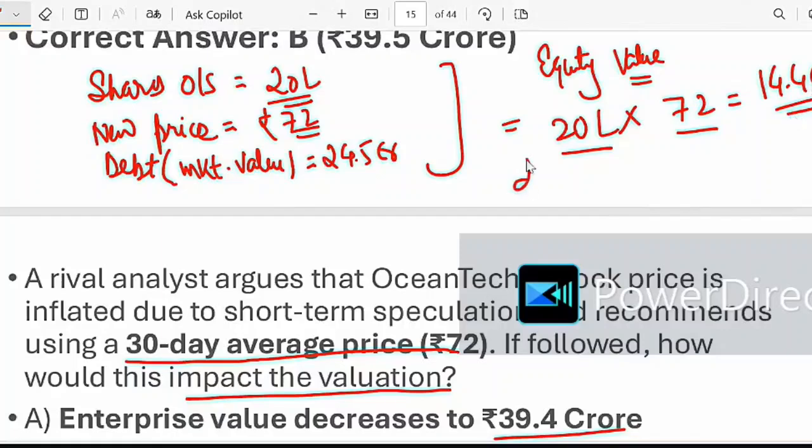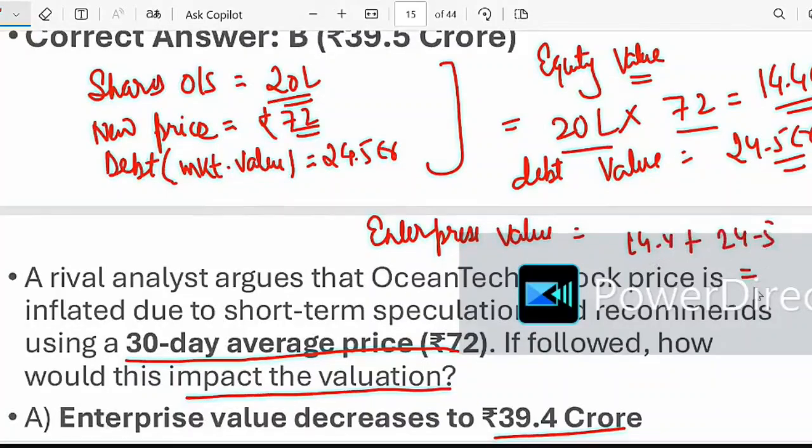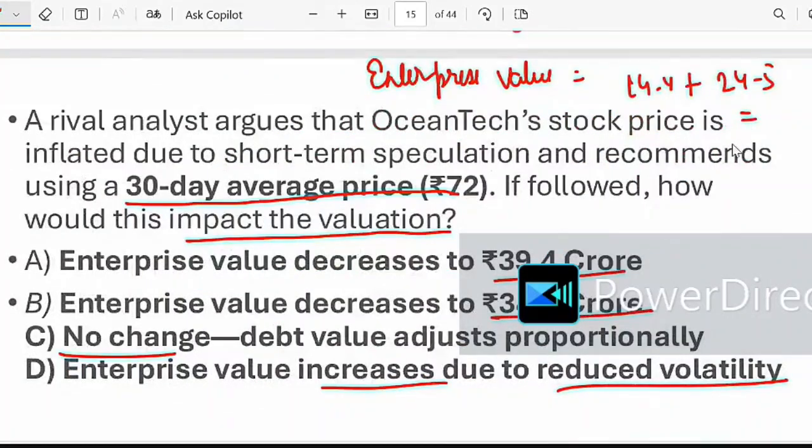And what is the debt value they have given? They have given 24.5 crore. This is the debt value. So what will be the enterprise value? If you use rupees 72, this will be 14.4 plus 24.5. Just add both of them. I think you are getting 38.9 crore. Am I right? 38.9 crore is the correct answer.